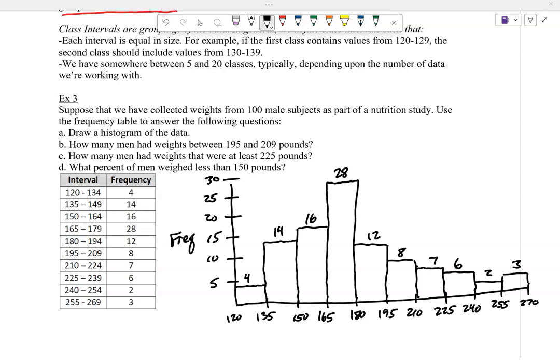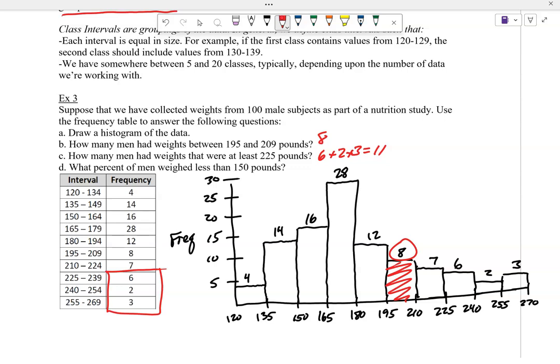Part B, how many men had weights between 195 and 209? It looks like there were 8 of those. How many men had weights that were at least 225? At least 225, so 225 or more. So 6 plus 2 plus 3 is 11. So 11 men were at least 225 pounds.